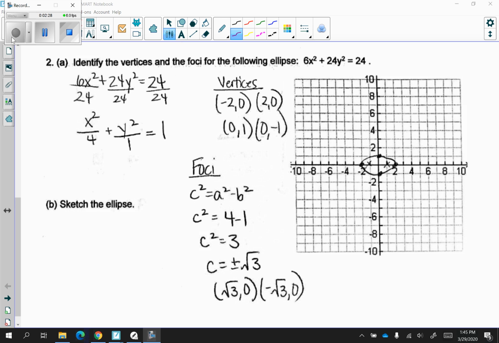To find the foci, c squared is equal to a squared minus b squared. Remember, a squared is your bigger number. 4 minus 1 is 3, plus or minus radical 3. And because it's wider than it is longer, the major axis is the x-axis, so the foci will be (radical 3, 0) and (negative radical 3, 0).